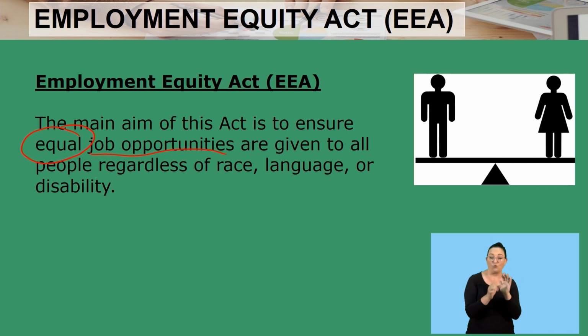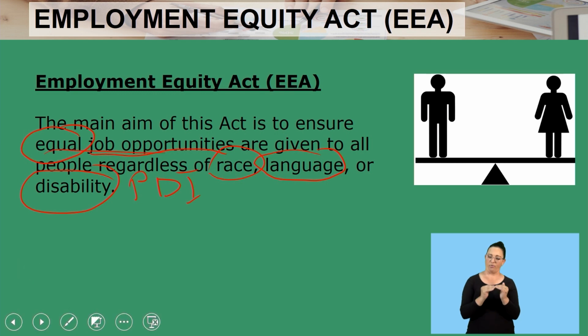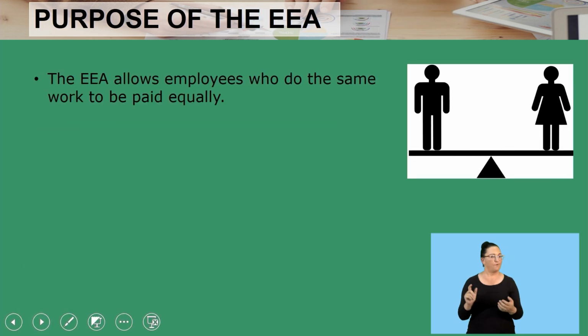Ensure that equal job opportunities are given to people regardless of their race, regardless of the color of their skin, regardless of the language that they're speaking, regardless of their disability. So basically here we are referring to what? To the PDIs, the previously disadvantaged individuals. So equal job opportunities should be given to everybody regardless of that.